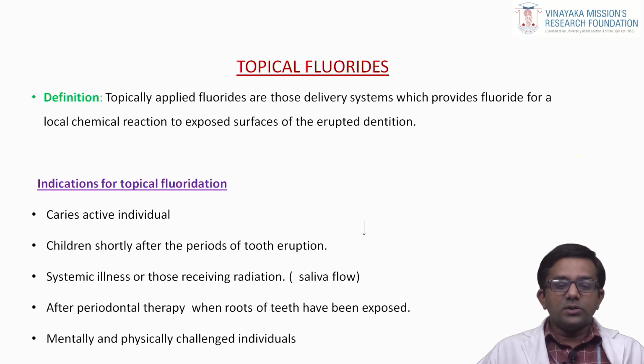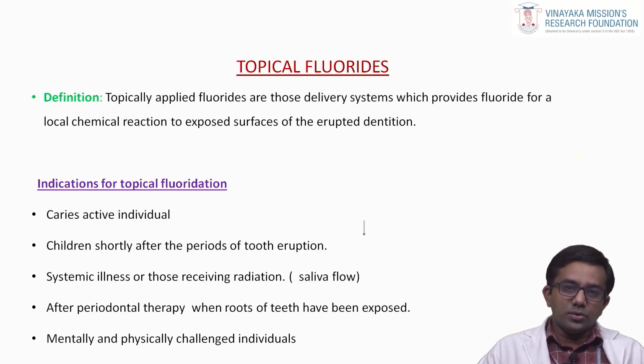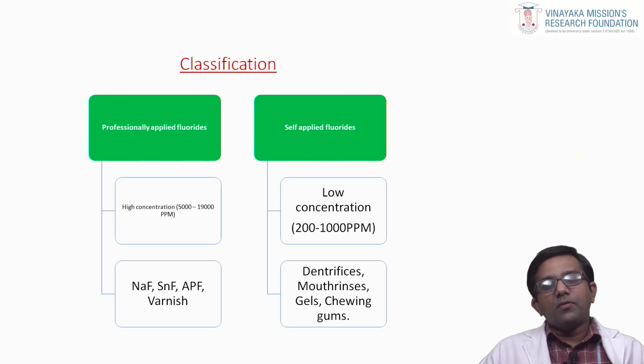So, what are the indications of this topical fluoride application? The indications are caries active individuals, children shortly after the period of tooth eruption, patients on systemic illnesses or those receiving radiation, after periodontal therapy where the roots are exposed, and mentally and physically challenged individuals. Topical fluoride application is classified into two types, that is professionally applied and self applied fluorides.